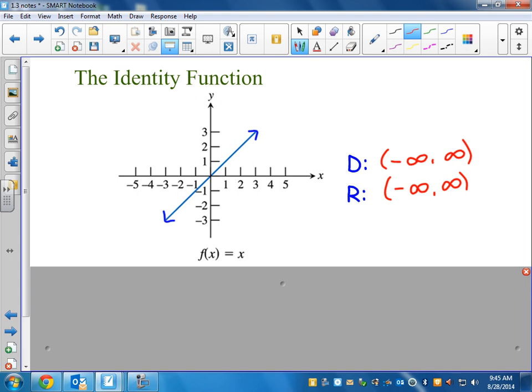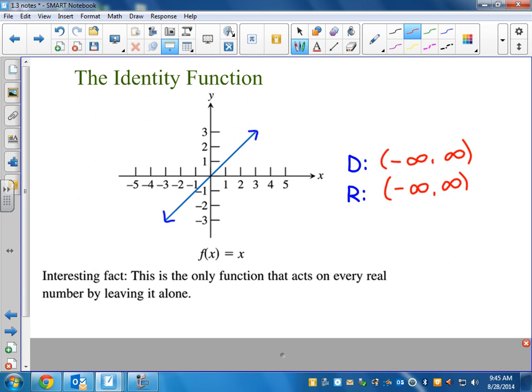And then your book likes to give you an interesting fact. Some of these aren't so interesting. Don't write these down. I think it's funny that the book tells you this, but this one's not that interesting. They get better. But this says this is the only function that acts on every real number by leaving it alone, which means whatever you plug in, you get back the same thing. That's not very interesting, but there you go, the identity function.